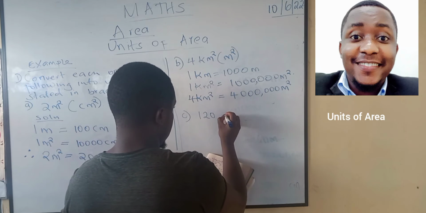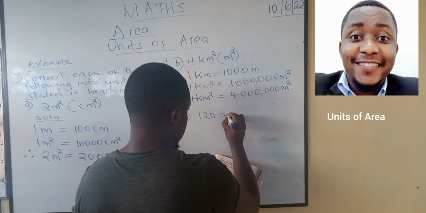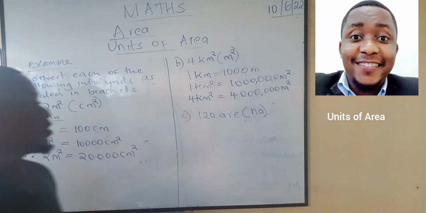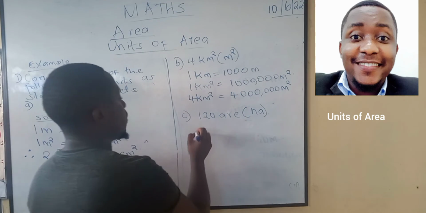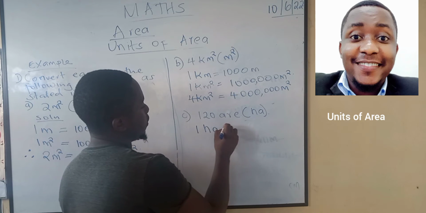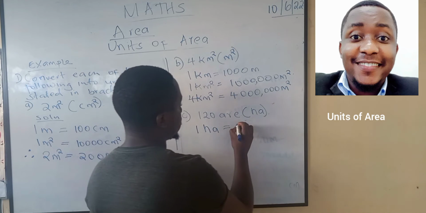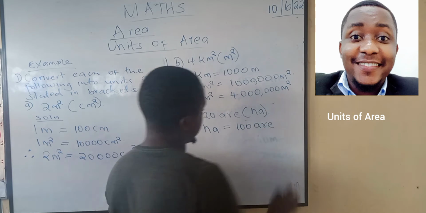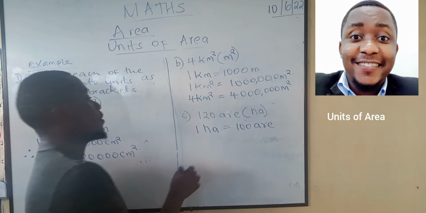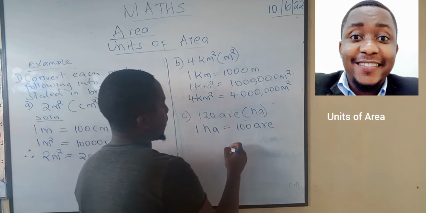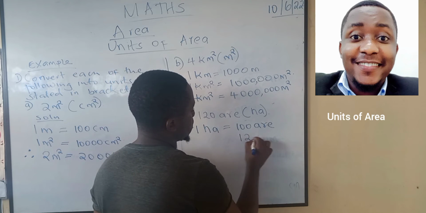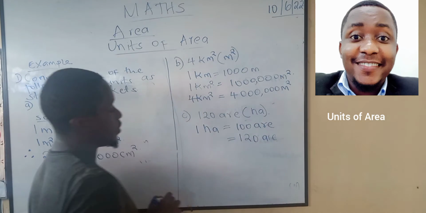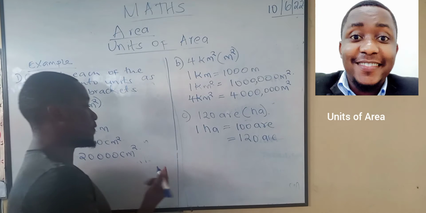We can do another one. 120 acres into hectares. Now we know that 1 hectare is equal to what? 1 hectare is equal to 100 acres. Now what about the 120 acres? How many hectares should we have?